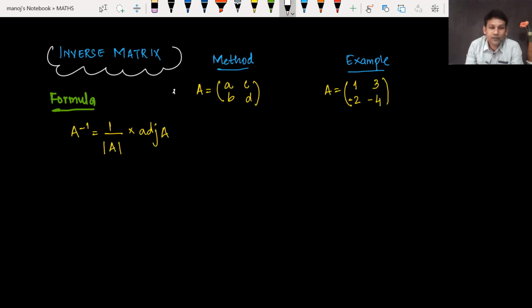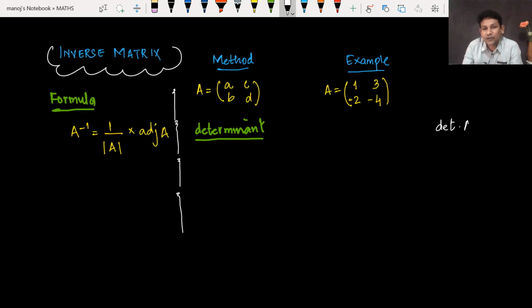What's the method actually? First we always find the determinant. Finding the determinant is very important. Why do we find the determinant? Because the determinant decides whether the inverse is possible or not. When the determinant of any matrix is equal to 0, that's called a singular matrix. Singular matrix means the determinant is 0, and this is very important.